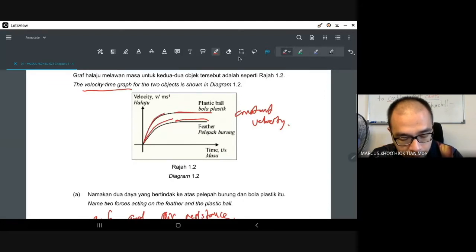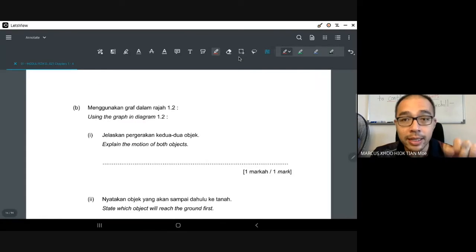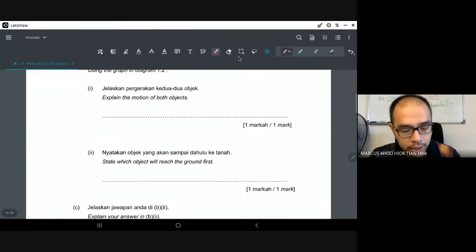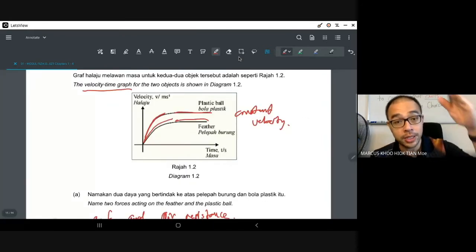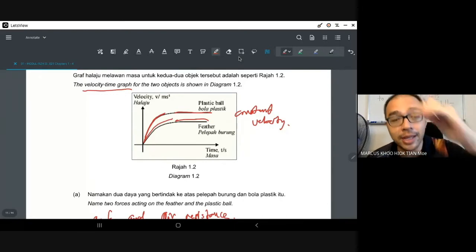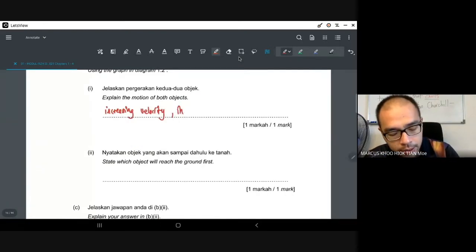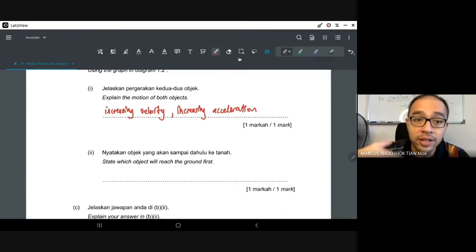What if the line is a curve like this? If the line is a curve like that, it will be increasing velocity, because the velocity is increasing. But because it is curved like that, increasing acceleration. So it's going to get faster, and faster and faster.